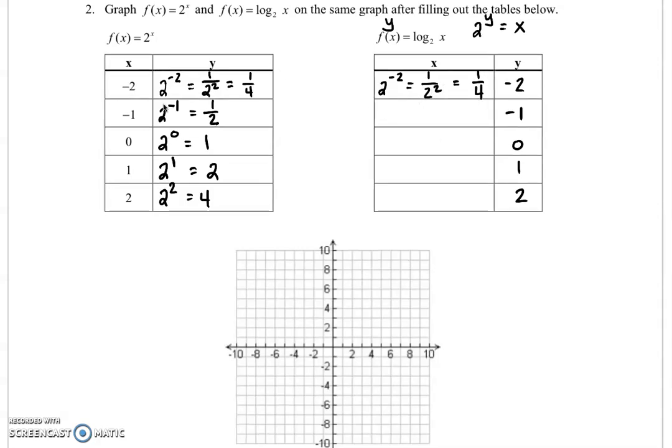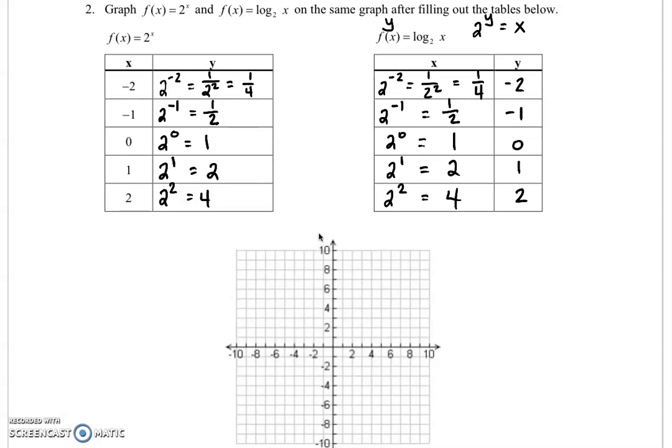And you should be able to see that this is going to work out exactly like the previous problem, where the x values for the exponential 2 to the x become the y values in log base 2 of x. And the y values from 2 to the x become the x values from log base 2 of x. So if we keep going, when y is negative 1, x is 1/2. When y is 0, x is 1. When y is 1, x is 2. And when y is 2, x is 4.